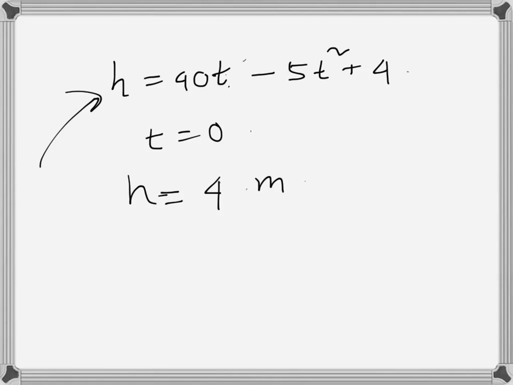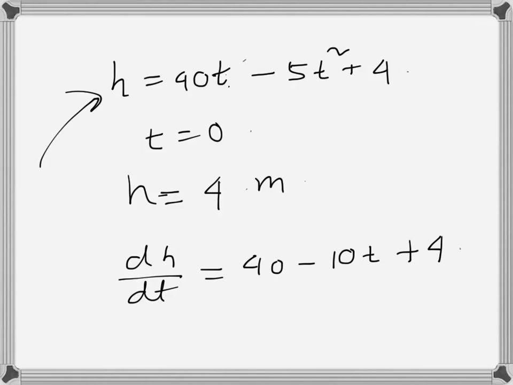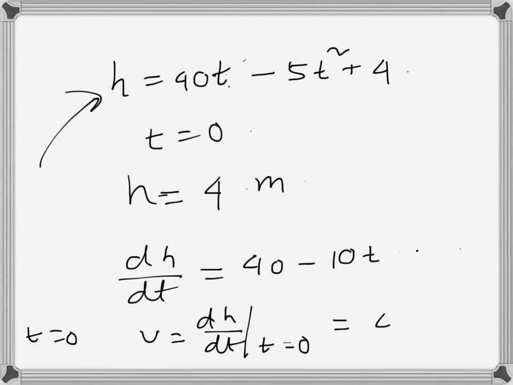To find the initial velocity, the second one, I have to do dh over dt, differentiate the equation. So it goes 40t minus 10t plus 4. Sorry, the plus 4, that will be 0. So when t is equal to 0, the initial velocity, which is dh over dt, when t is equal to 0 is the initial one, so that will be just 40 meter per second.